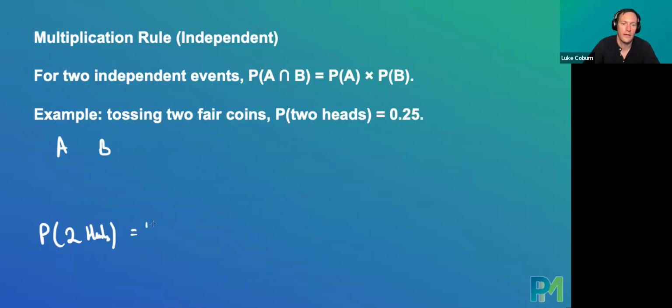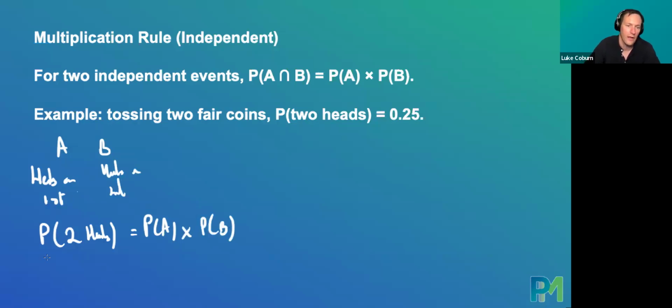Okay, so that's the probability. Let's say A is heads on first throw, and B is heads on second throw. So it's going to be the probability of A times the probability of B. Now this here is 0.5, right? And this is 0.5. So this is 0.5 times 0.5, which is a half of a half, which is a quarter, 0.25.